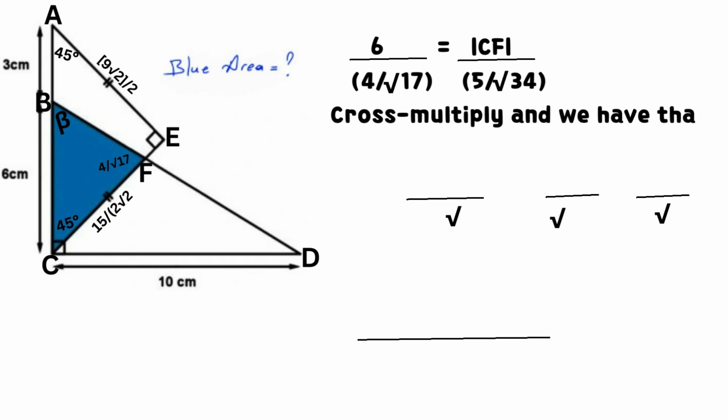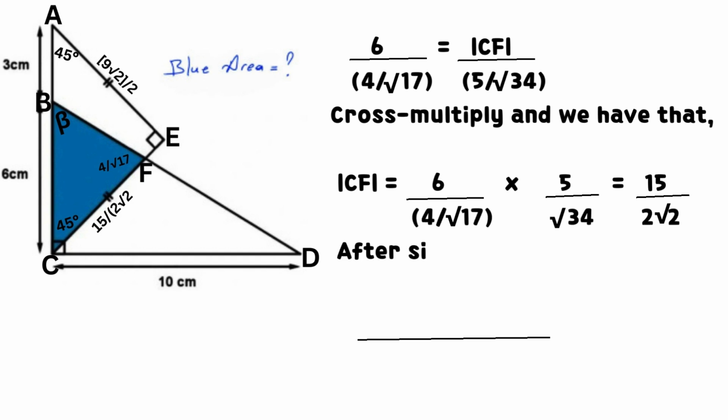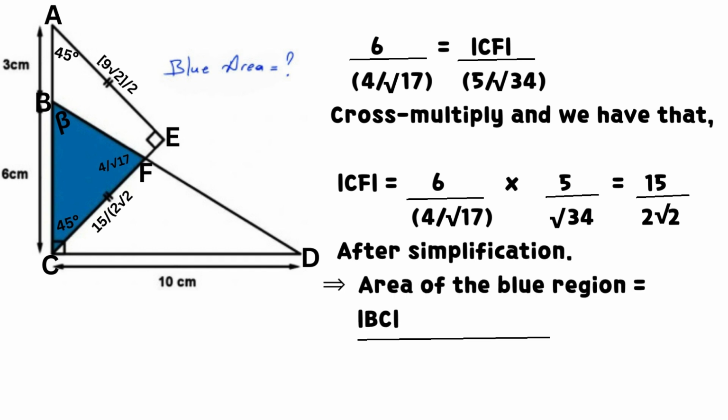6 divided by the ratio of 4 to the square root of 17 equals line CF divided by the ratio of 5 to the square root of 34. Cross multiply, and we have that line CF equals 15 divided by the product of 2 and the square root of 2. After simplification, it means that the area of the blue region equals half the product of line BC and line CF times sine 45 degrees.